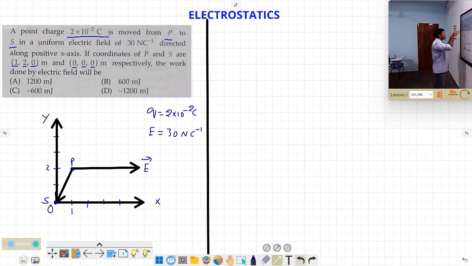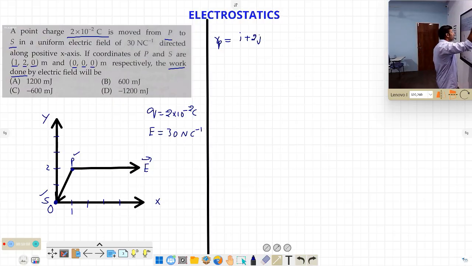How much work is the electric field doing? What is the work done by this electric field to move the charge from point P to point S? They are asking us to find this work done from P to S. To calculate this, there are two positions given. The position of the P point, in vector form, is 1, 2, 0. I can write it as i plus 2j. There is no k here, the k value is anyway 0.